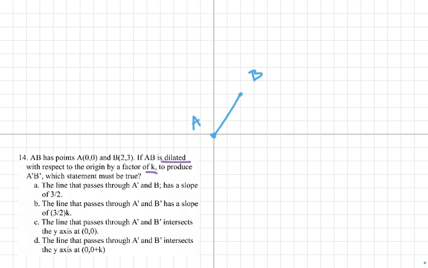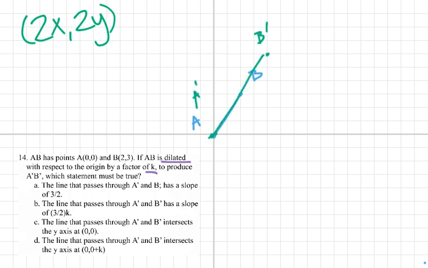So let's do this. Since it didn't give us a value of k, let's just say that the factor is 2. So here's my rule for when a factor is 2. So go ahead and do that rule to AB and graph A prime, B prime. Okay, so notice how that line just extended. So obviously the line is going to have the same slope. Alright, it didn't have twice as much slope like it says in part B. That's why it's not B.